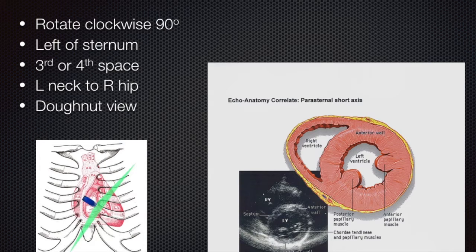Now, depending which way you're angling, it's like if you could imagine a loaf of bread that's been sliced. You can slice it at one end, in the middle, or the other end. And wherever you slice it, there'll be a slightly different view. So there's three typical views that we can get in the parasternal short axis.